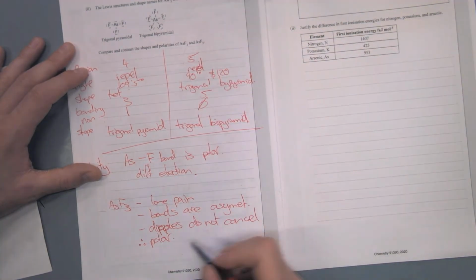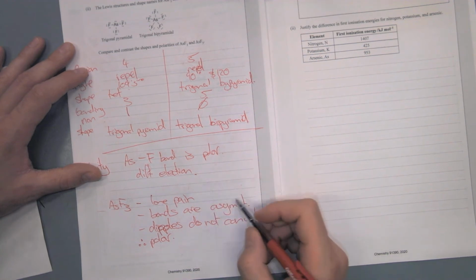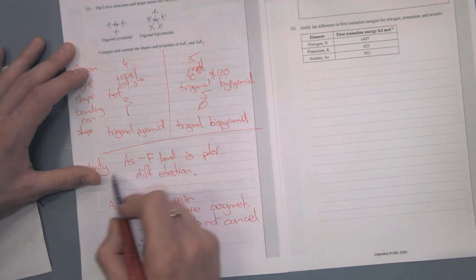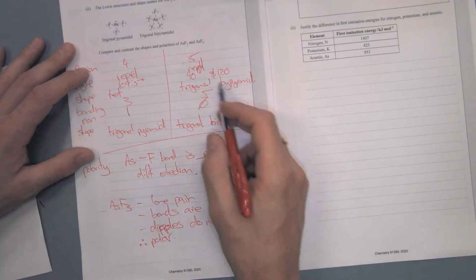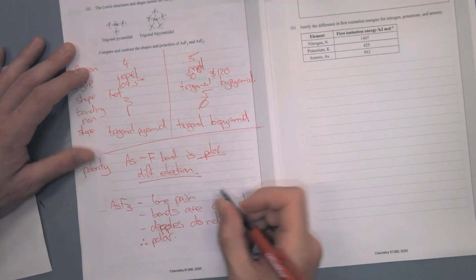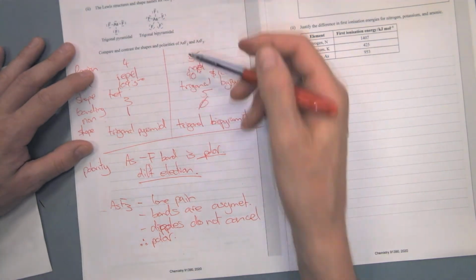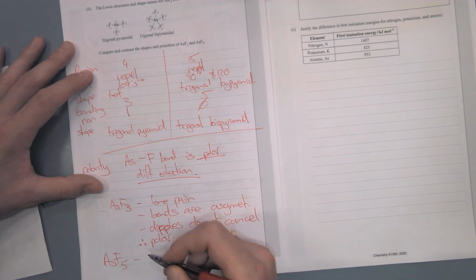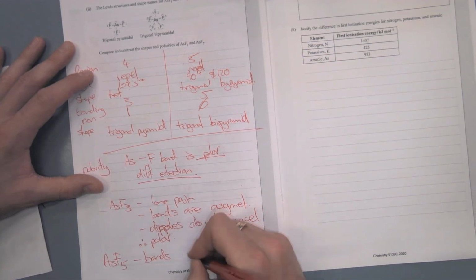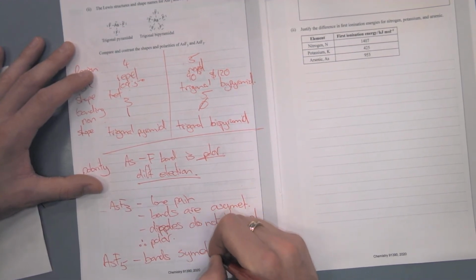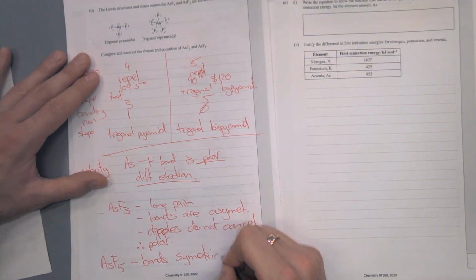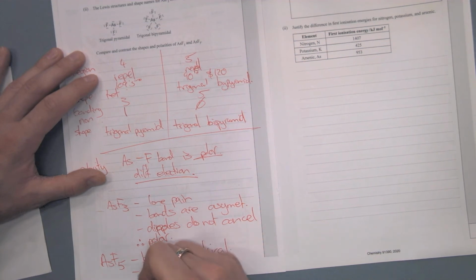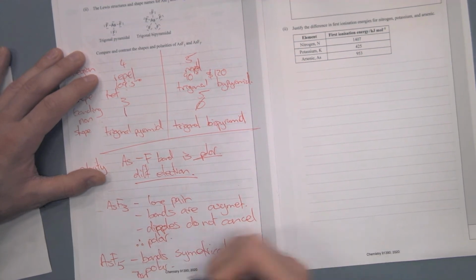With AsF5, we're going to say kind of the opposite. There are 5 bonds. All of the bonds are polar because of the different electronegativities between As and F. However, the bonds are arranged symmetrically around the central atom, therefore they cancel out, therefore the molecule is non-polar.